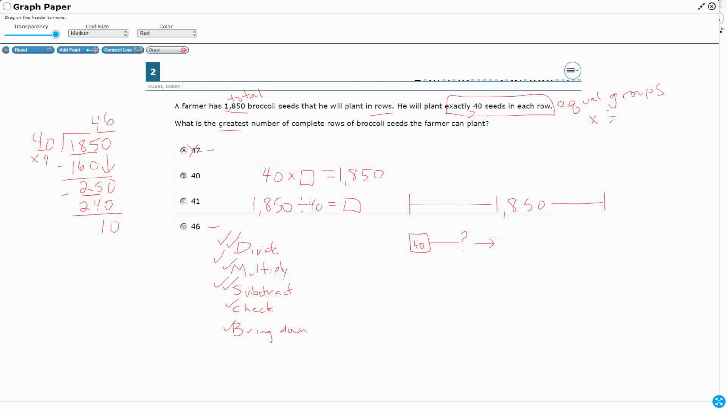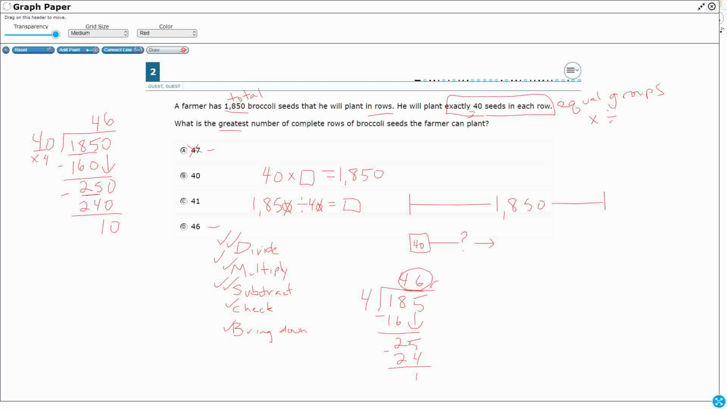Now let me show you a trick. Since we had a 0 on each of these, you can actually divide both of these by 10, drop the 0. Since both the dividend and the divisor have a 0, you can drop one of each. You can get the exact same answer.